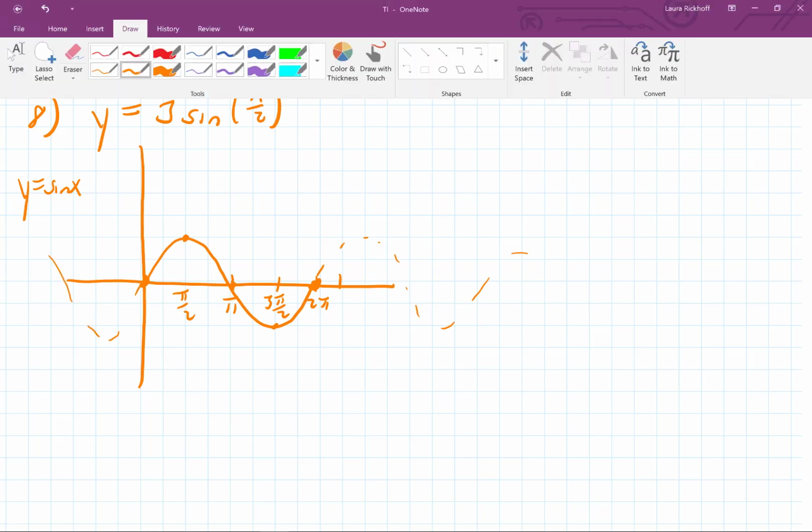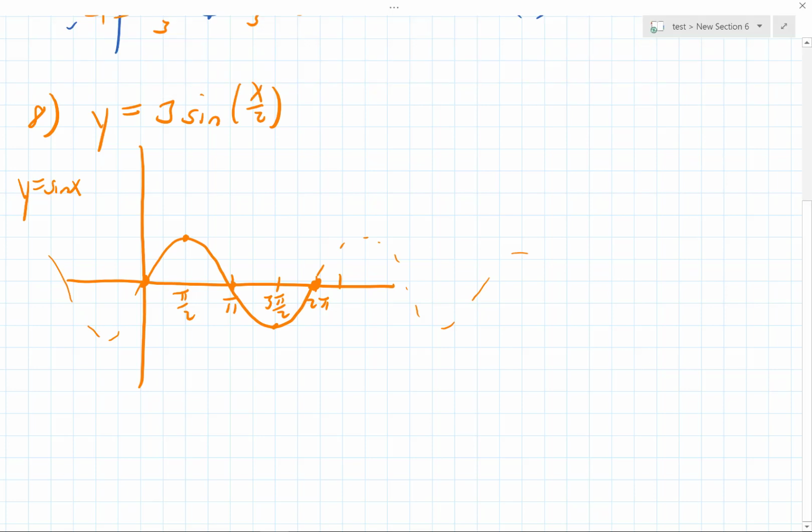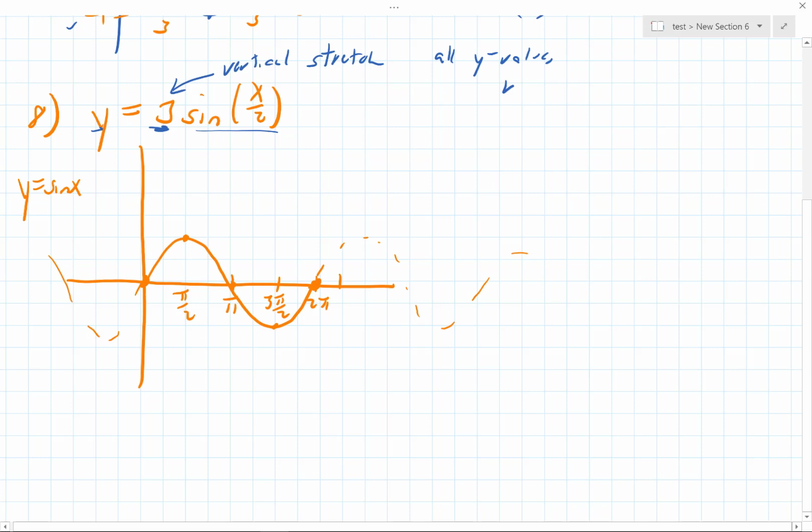And so if you were given that parent graph, we should be able to tell that the 3 is going to be a vertical stretch. So it's outside, it affects all the y values directly. The y's were this, and now they're 3 times that. So it's a vertical stretch, so all the y values are being multiplied by 3. So instead of going up 1 and down 1, the max is going to be 3, the min is going to be -3.